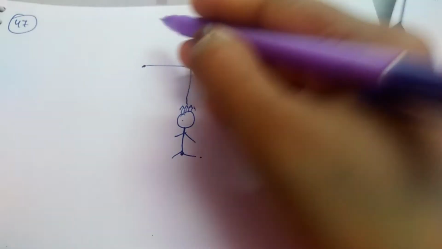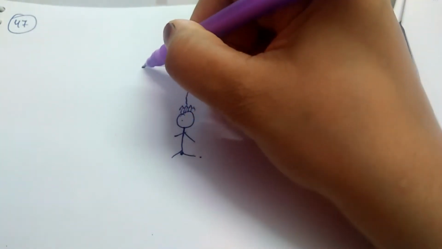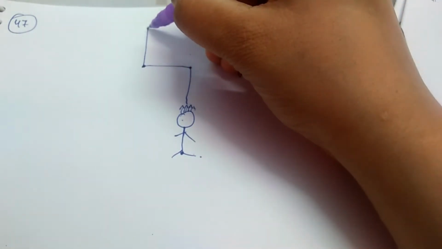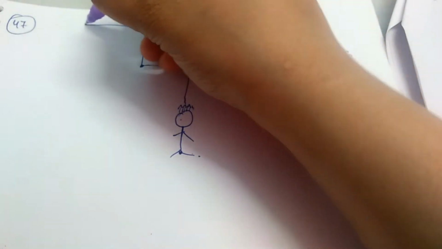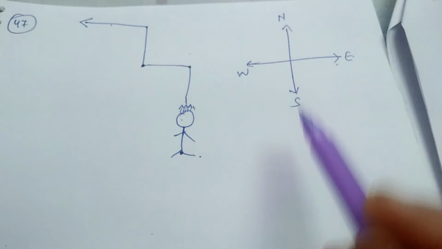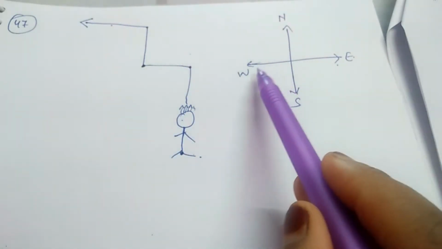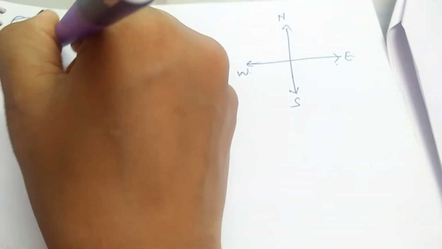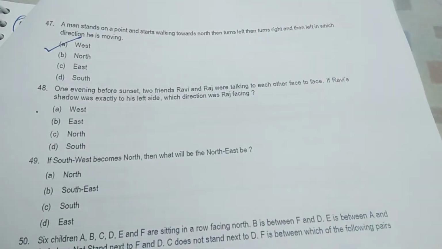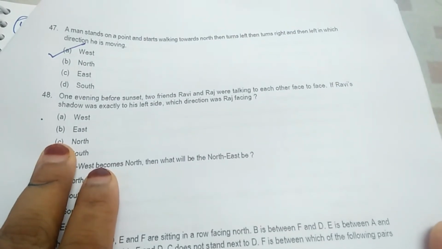Then he takes a right turn. When you stand here and take a right turn, then you go like this. Again, if you are standing here and you take a left turn, this is the way. So in which direction is he moving? Now you can see easily which direction, which arrow it is. West. The answer is west. Let's tick the west. Now let's read the 48th problem.